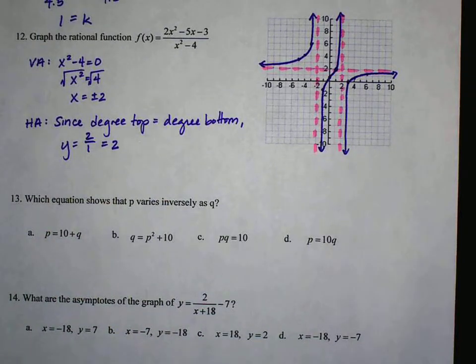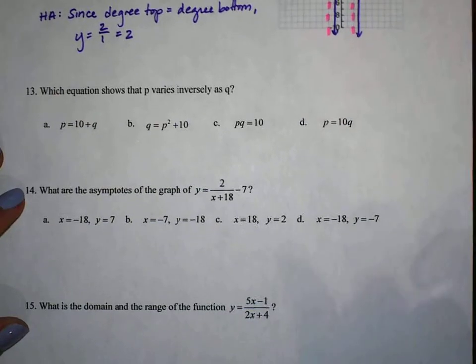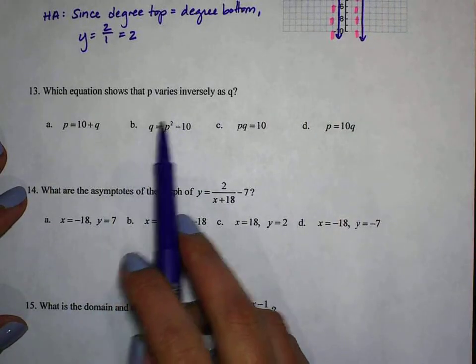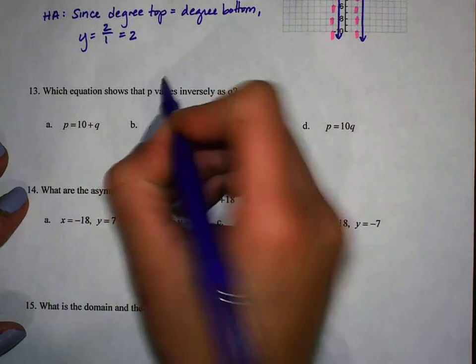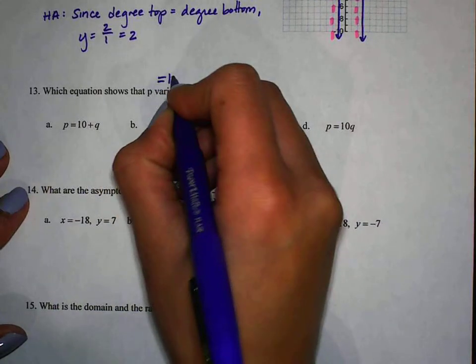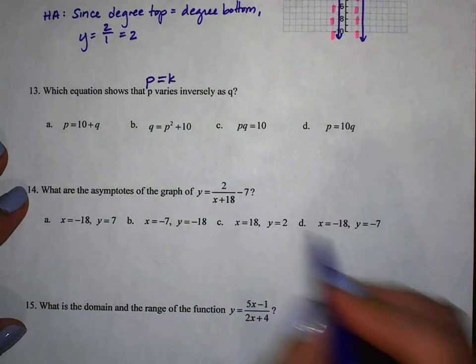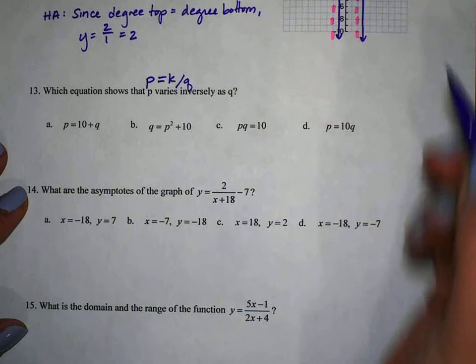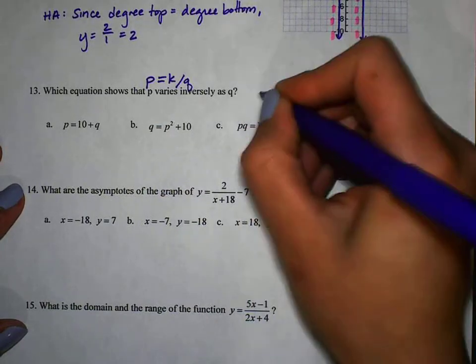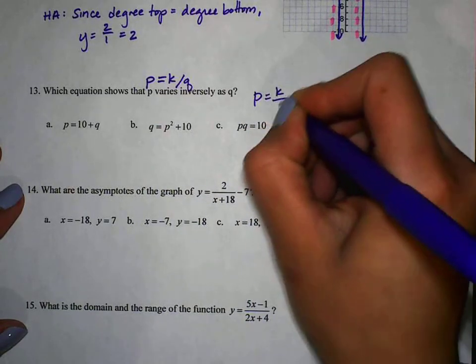Alright, this video is going to look at some multiple choice questions, number 13 and 14. Which equation shows P varies inversely as Q? So remember, when you see the word varies, we're going to put equals K. So P equals K, inversely means a division sign, as Q. Okay, so this is what I have: P equals K divided by Q.